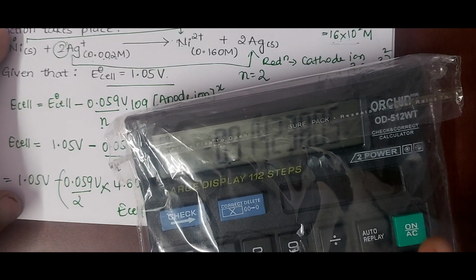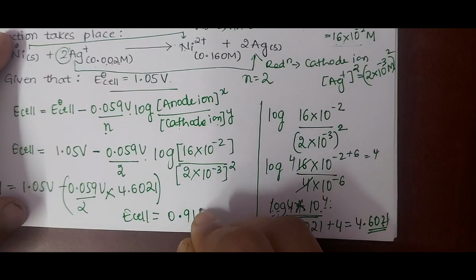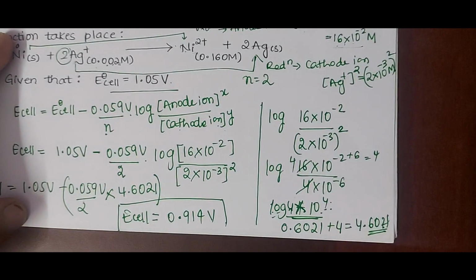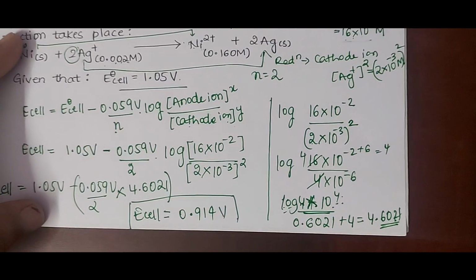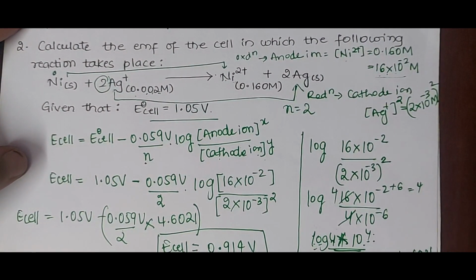So here 0.914 is the correct answer. So 0.914 volt is the correct answer. So you get the E cell value as 0.914. So this is how you have to solve the problems on EMF of a cell. We'll go with one more problem.